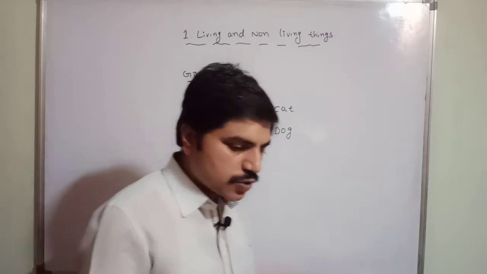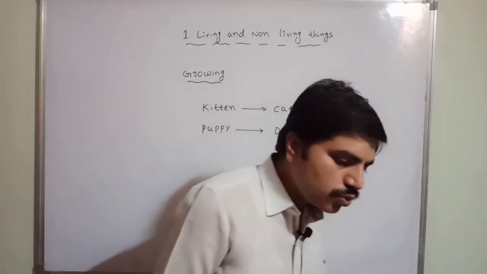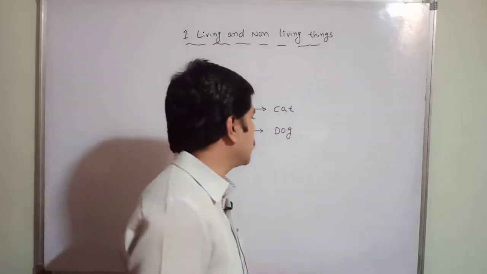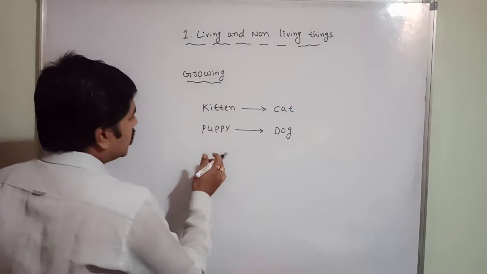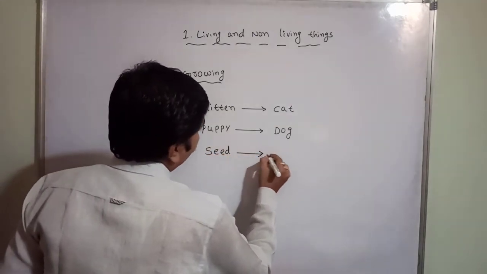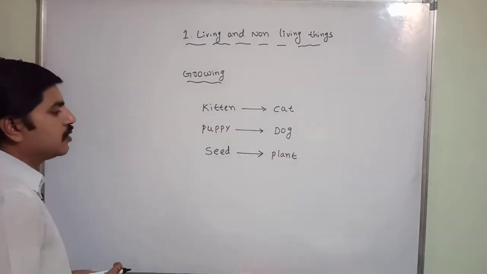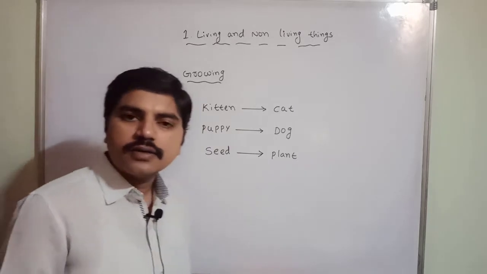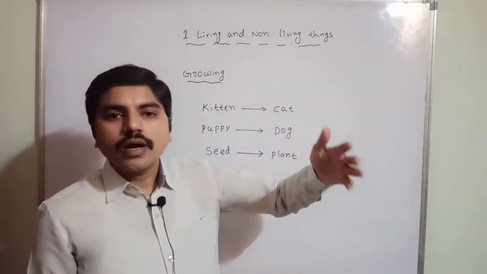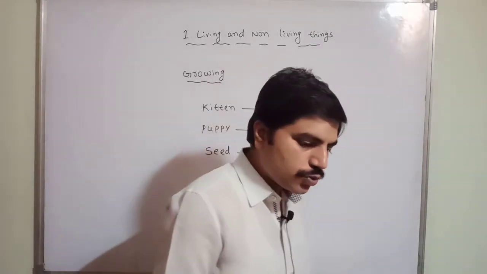And see here next one, when a seed is planted in the ground, it soon grows into a plant. The seed is there. For example, you can take any seed. The seed is ready to become a plant. That is also growing. A seed becomes a plant. If you keep a seed inside the soil, then you observe this, the seed becomes a plant, right?